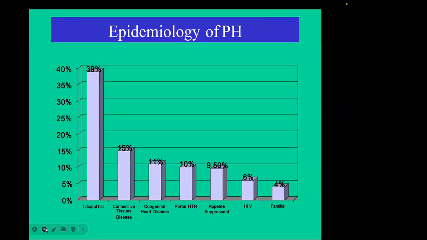Epidemiology of pulmonary hypertension: 39% is idiopathic, and a little more than 4% is familial. In between, connective tissue disorder 15%, congenital heart disease 11%, portal hypertension 10%, appetite suppressant 9.5%, and HIV 6%.